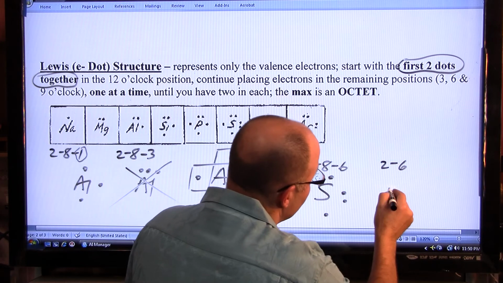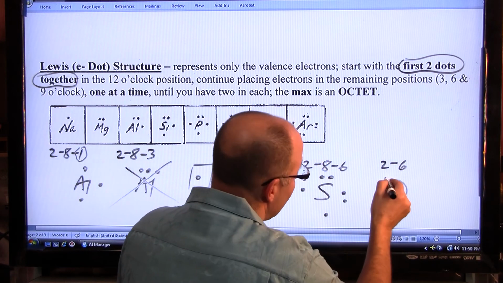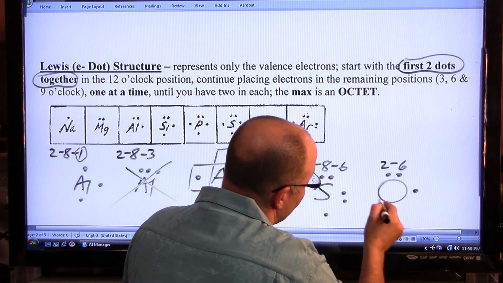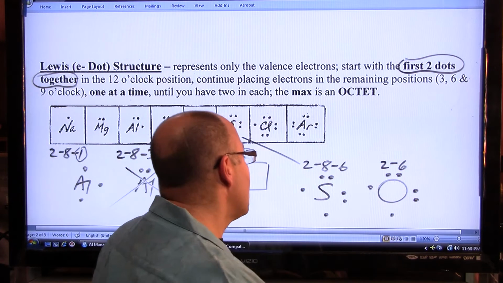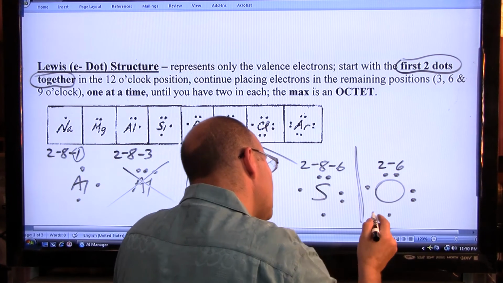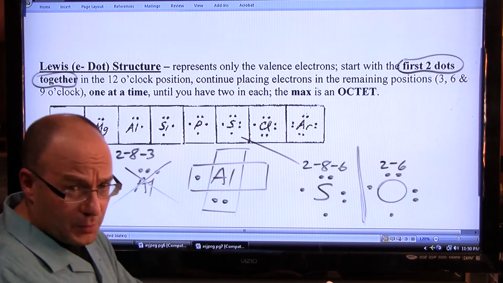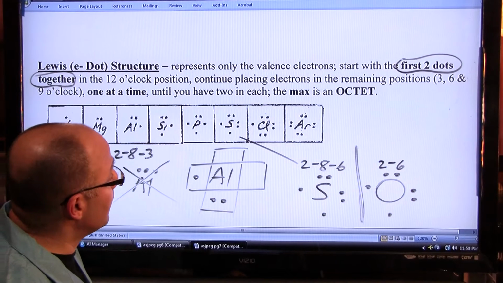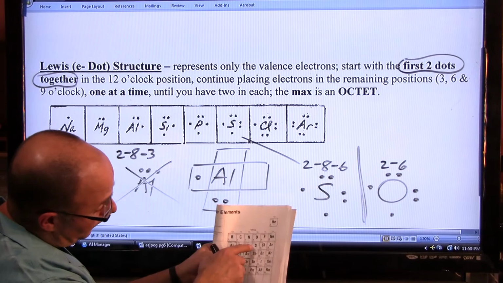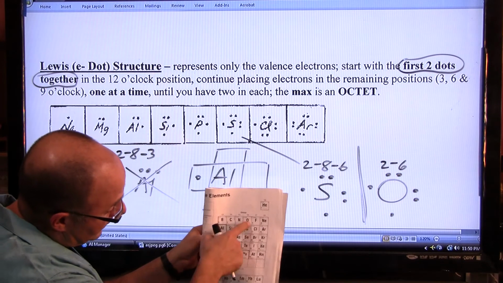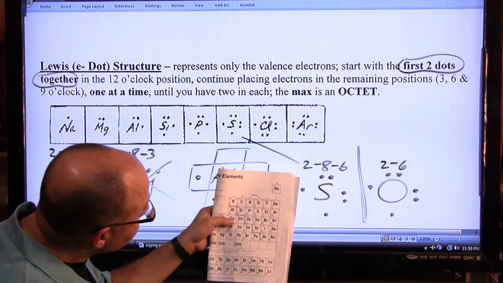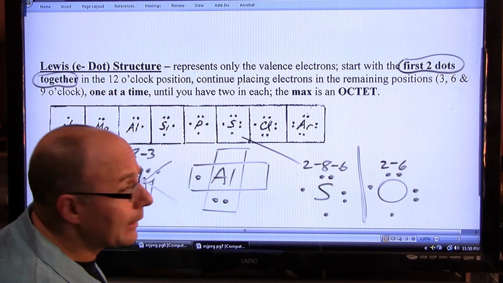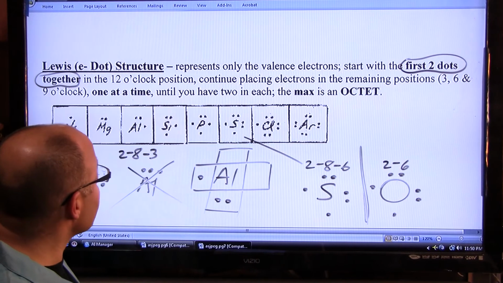Right? And oxygen would have the same number of valence electrons: 1, 2, 3, 4, 5, 6. And that's why oxygen and sulfur are so similar in their properties, because they have the same number of valence electrons. For that reason, sulfur and oxygen and the rest of the elements in that column or group, in group 16, will behave similarly in their chemical reactions.